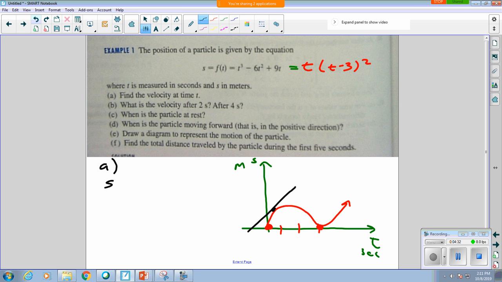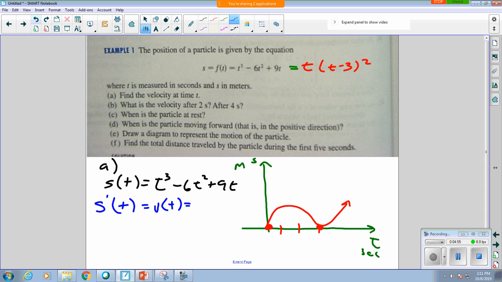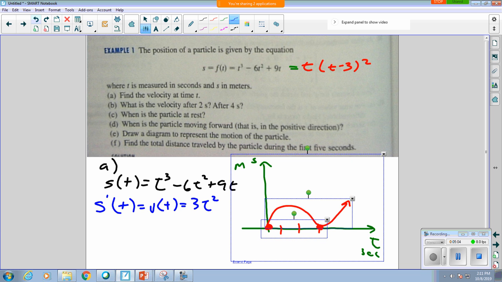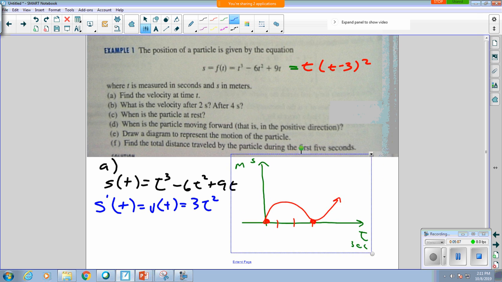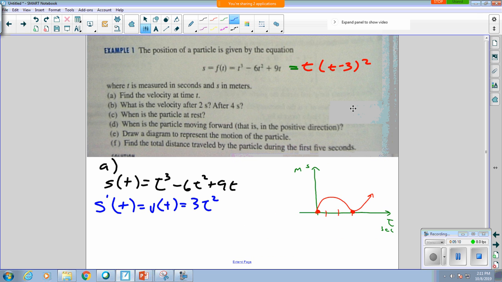So I have s of t, and I'm going to write this out. I have s of t equals t cubed minus 6t squared plus 9t. If I take the derivative, s prime, and this is the hard part for students, the derivative of a position function gives me velocity. And that is 3t squared minus 12t plus 9. Everybody, that is the velocity function at time t.